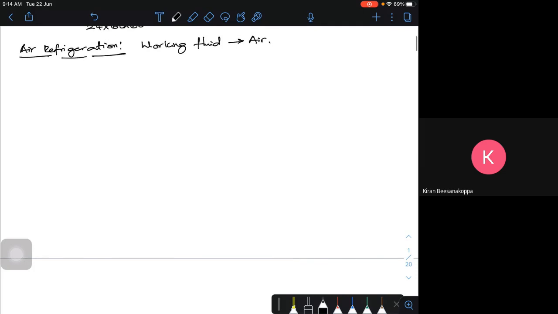So the first thing is the air refrigeration cycle. What we use, other than Carnot, is actually the reversed Brayton cycle. What is it actually? We know that the Brayton cycle is a constant pressure cycle. So let me write the PV diagram and TS diagram for it.